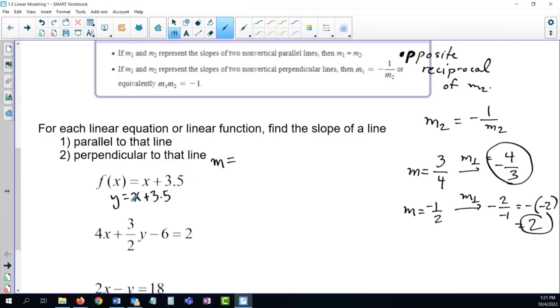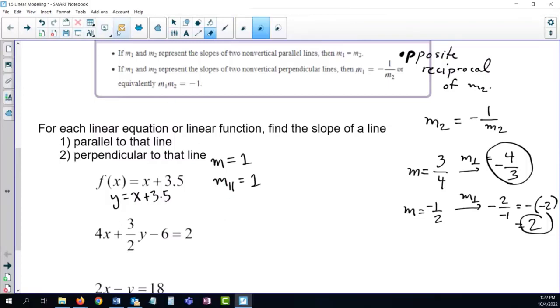Well, the x doesn't have a coefficient in front, so it's an understood 1. Okay. So the slope for a parallel line is going to be the same, and the slope for a perpendicular line is going to be the opposite reciprocal. Trouble is, the value of this is 1.